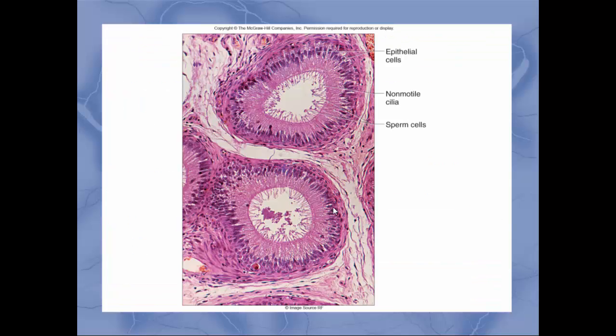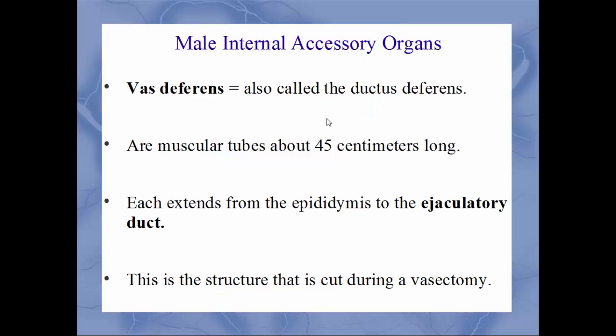Alright, here's an epididymis in cross section. If you look closely, you can see the tails of the sperm cells here as they are maturing. Alright, I'll move on to the vas deferens. This is also called the ductus deferens. These are muscular tubes that are about 45 centimeters long, and they extend from the epididymis to the ejaculatory duct. And this is the structure that is cut during a vasectomy. That's why it's called a vasectomy, because you're cutting the vas deferens.